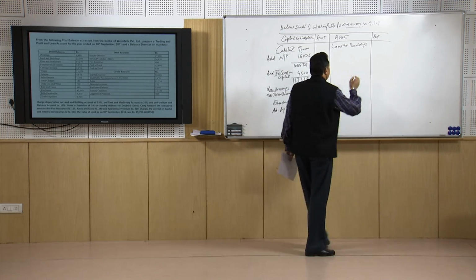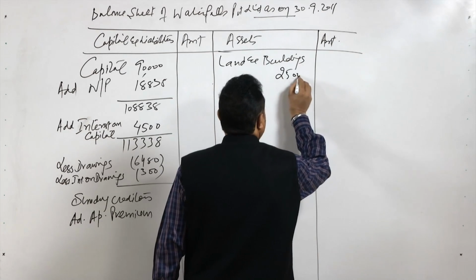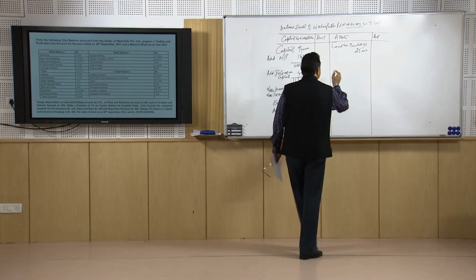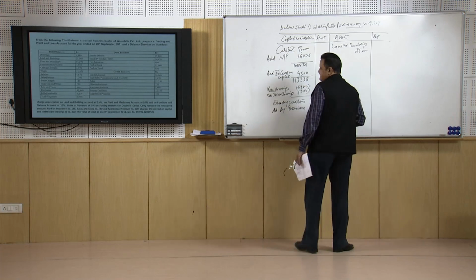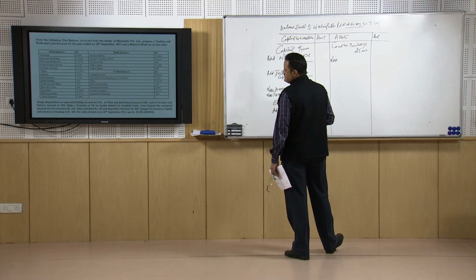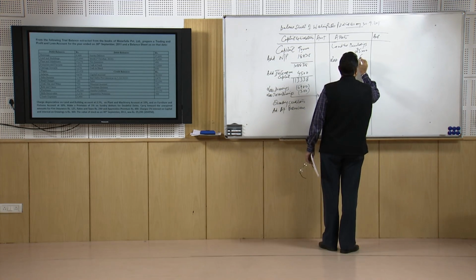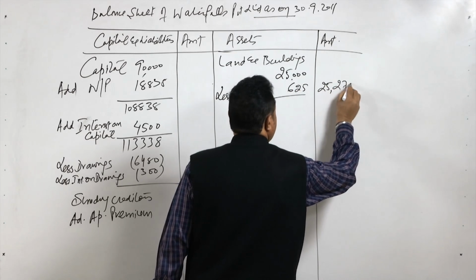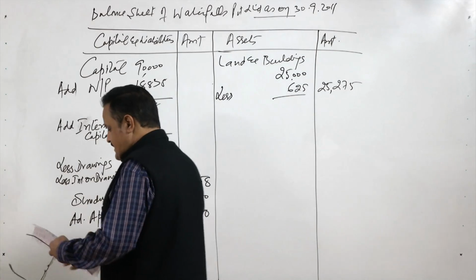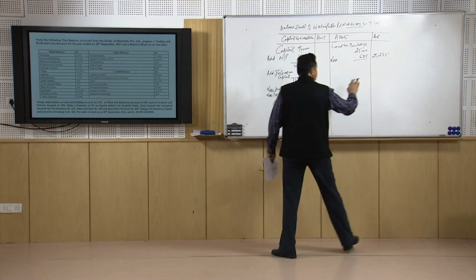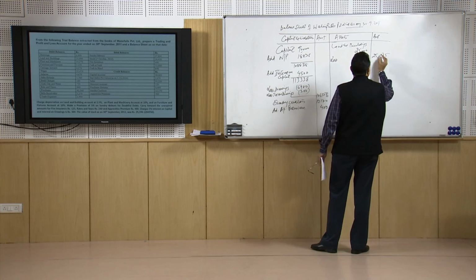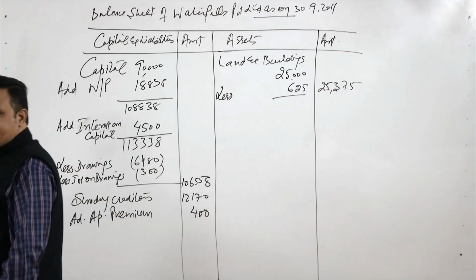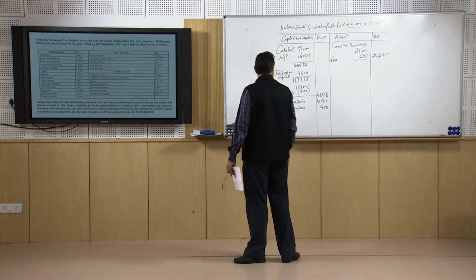Put it in the inner column, it is 25,000, and then less depreciation of 625, you subtract it. So how much are you left with? 24,375. This is the balance of the land and building now, 24,375 after depreciation, right.